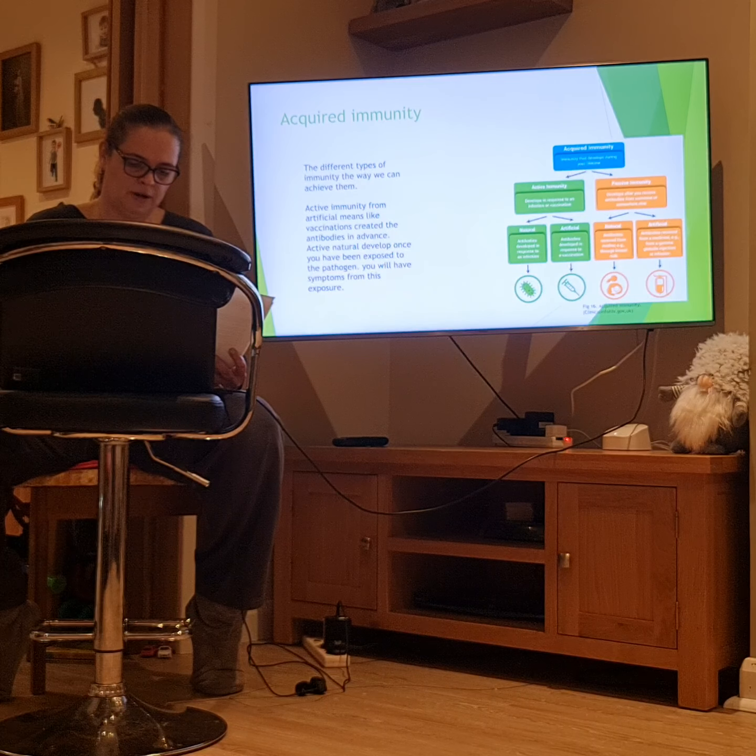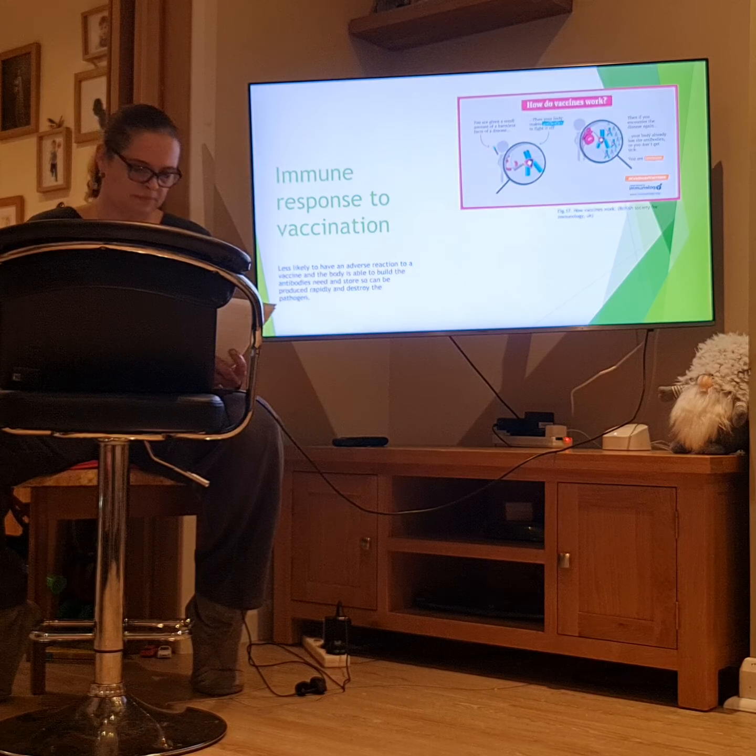Artificially induced passive immunity is via blood transfusion or injections, and the antibodies have been made by another person and are artificially introduced to the body. As the body is not making its own antibodies, they will normally only last a few weeks before they break down and will need to be replenished.